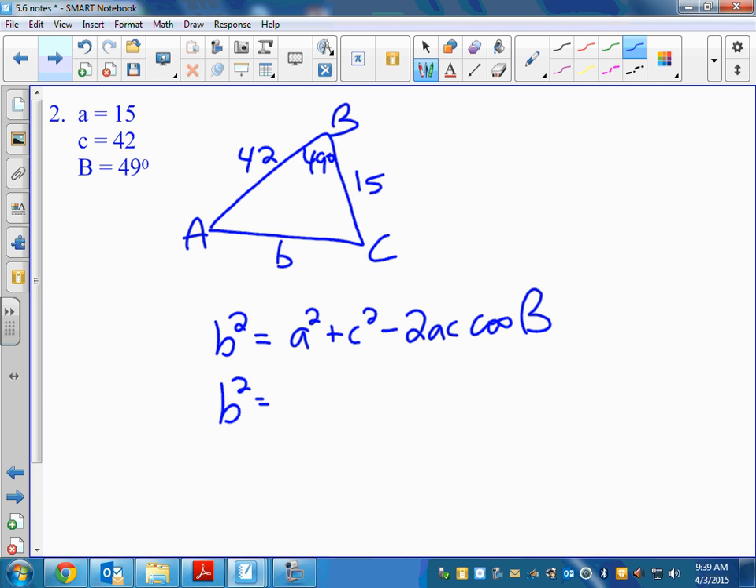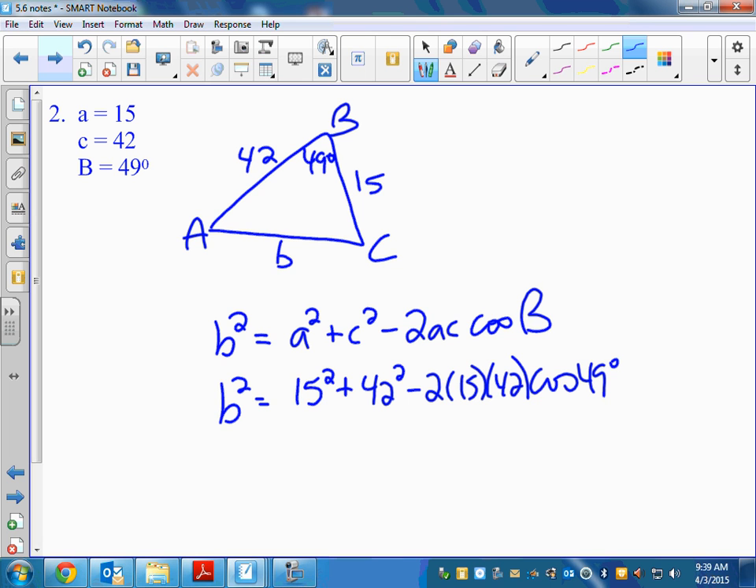You already said it. The nice part about this one is you really just type it on your calculator. You don't have to move stuff over. So a is 15, so 15 squared plus 42 squared minus 2 times 15 times 42 times cosine of 49 degrees. I get 50.